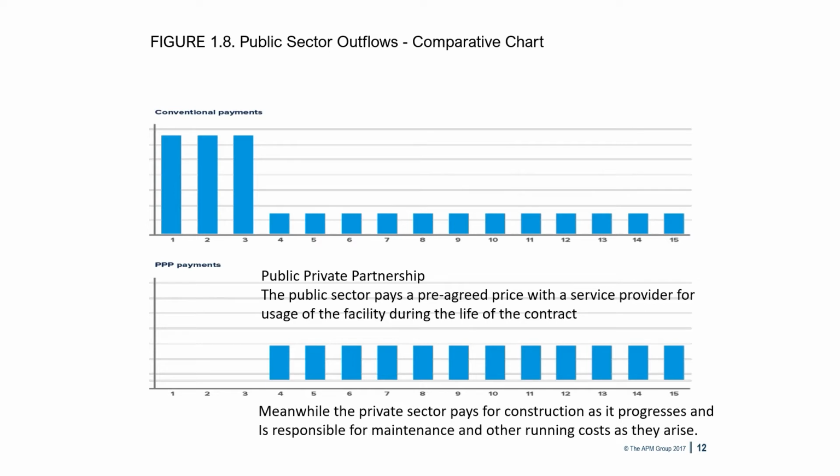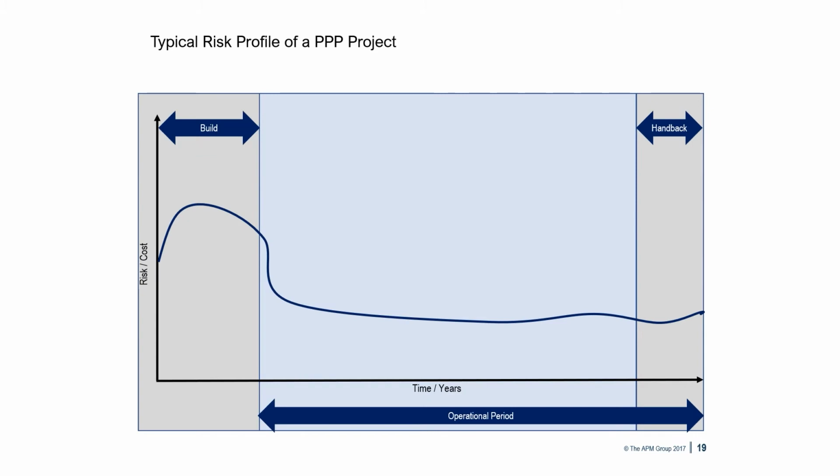Now, let's look at the risk profile of one of these deals. Here we're going to show the risk over time for a typical public-private partnership. We've got risk cost up on the left-hand side, and running across the bottom is time in years. There are effectively two periods for a PPP. One of them is the build phase, and that's followed by the operational phase. However, towards the end of the operational phase, we have a period prior to handback, before the asset is returned to the public sector.